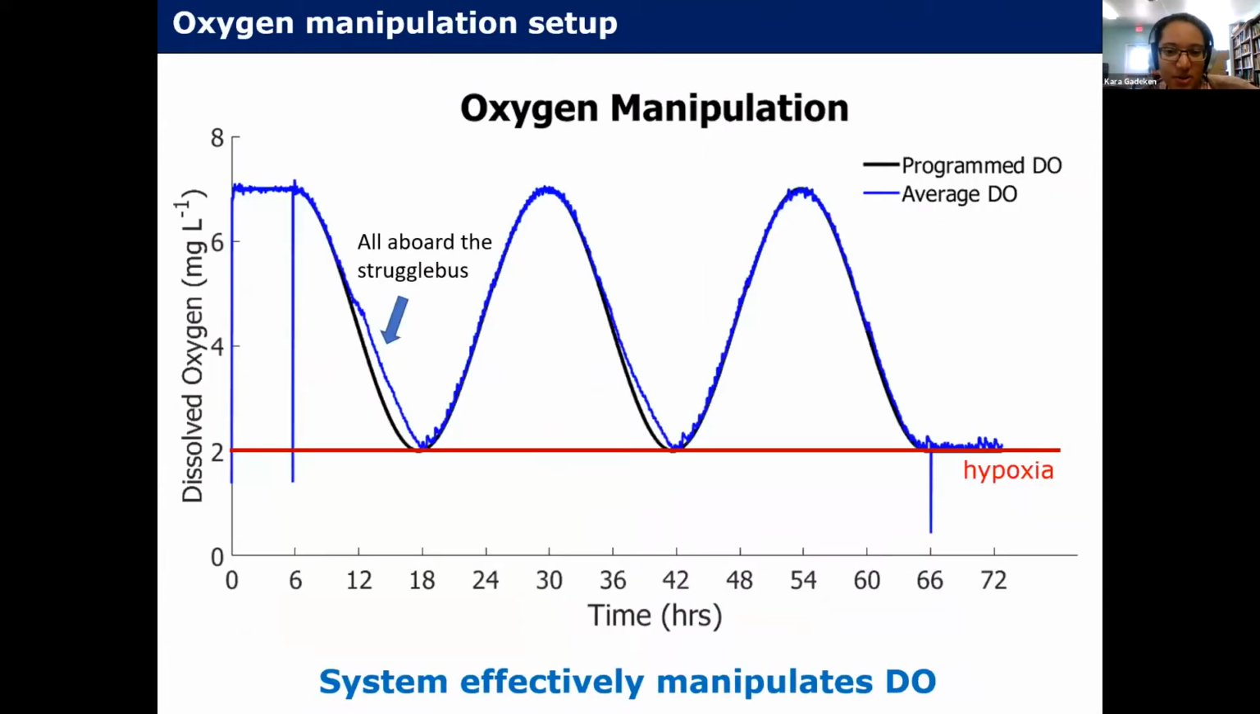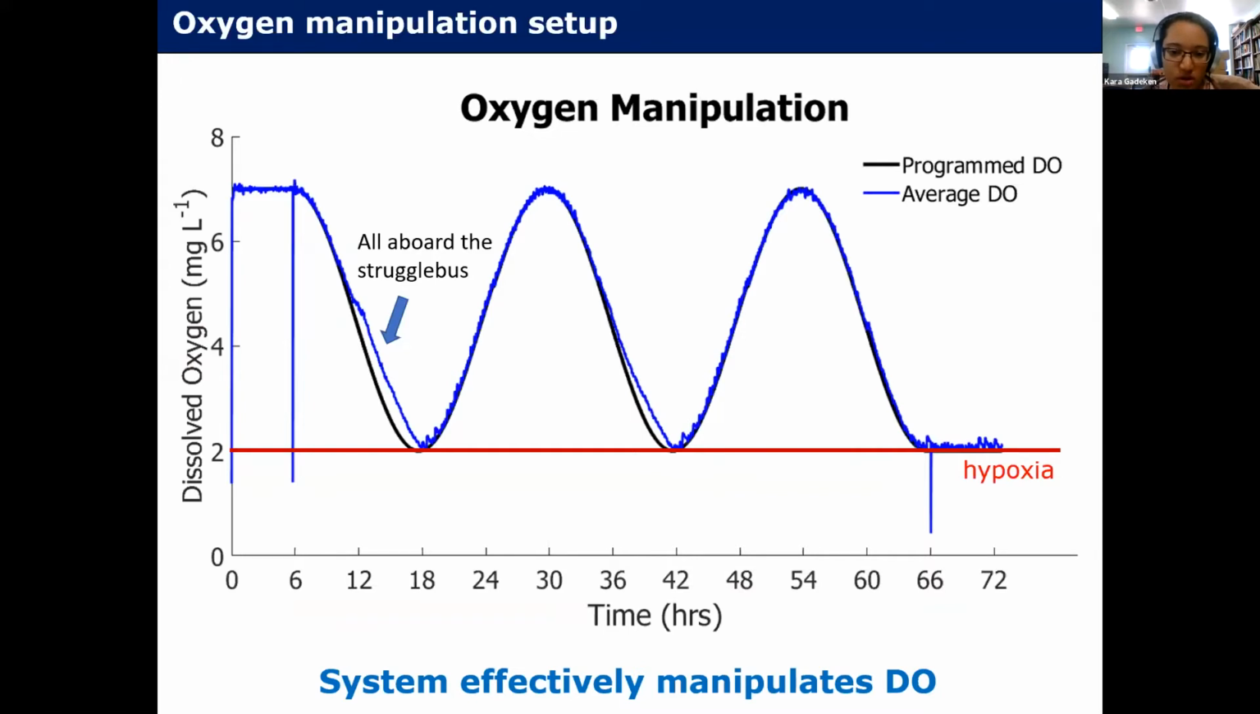So here's an example of one of the replicate trials that I ran for the experiment, just to show you what the system is capable of doing. Here on the x-axis, we have the time elapsed in hours, and on the y-axis, we have the dissolved oxygen concentration. The pattern that I chose was 6 hours of high dissolved oxygen, and then it goes through 2 Diel cycles and then declines down to hypoxia, which is 2 milligrams per liter, and holds that for 6 hours. Altogether, the pattern is 72 hours or 3 days.